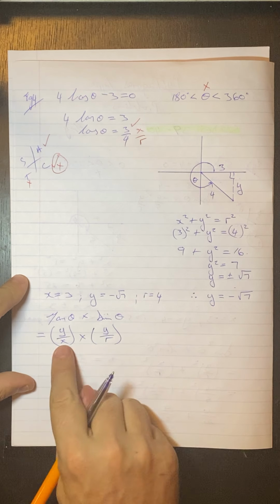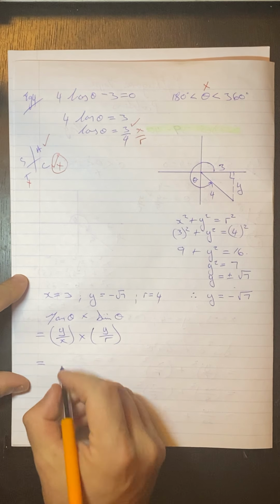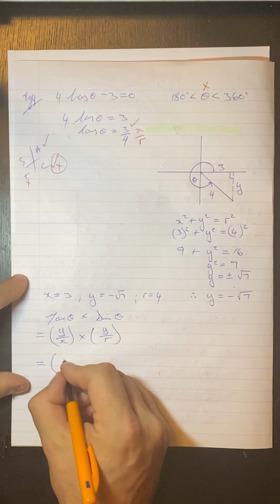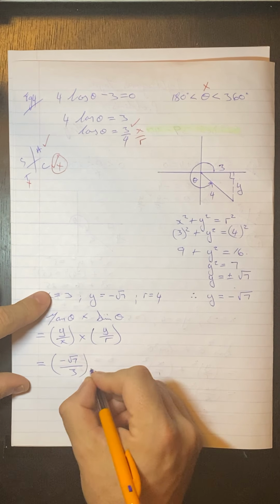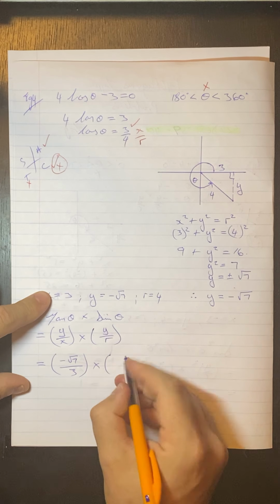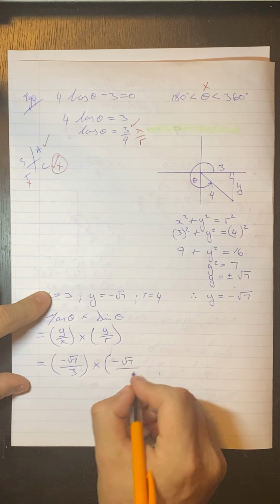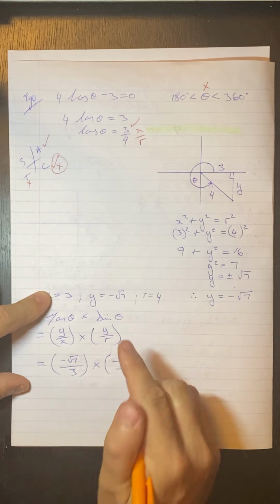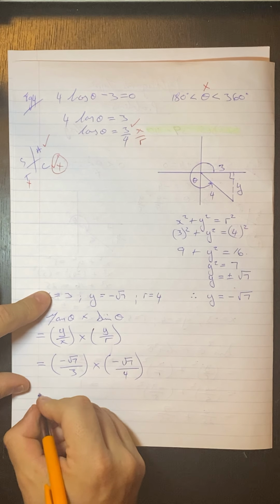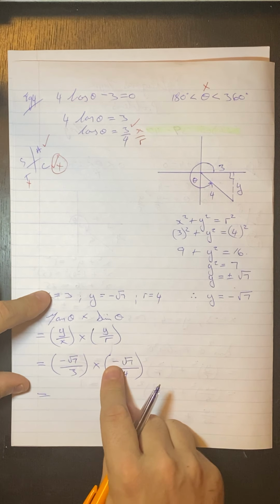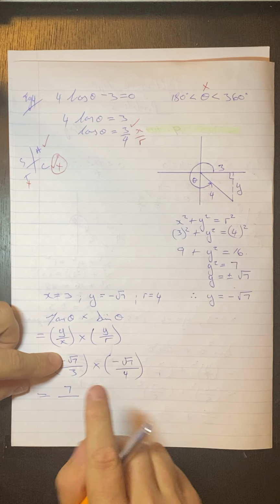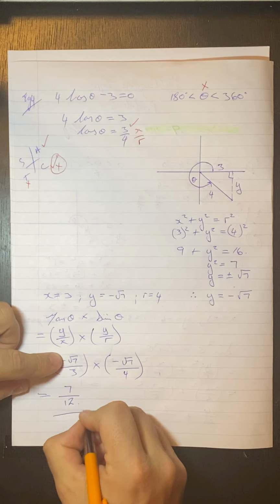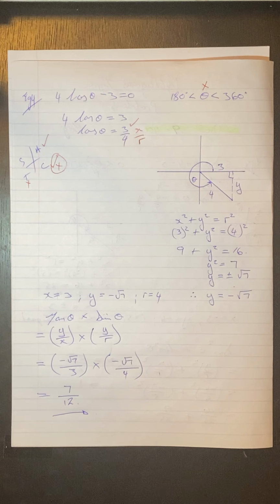Substitute my values in here, and we get y is minus root 7 over x is 3, multiplied by y is minus root 7 over r is 4. Okay, a negative times a negative is a positive. Root 7 times root 7 is 7 over 3 times 4 is 12. And that is it. Thank you, grade 10s.